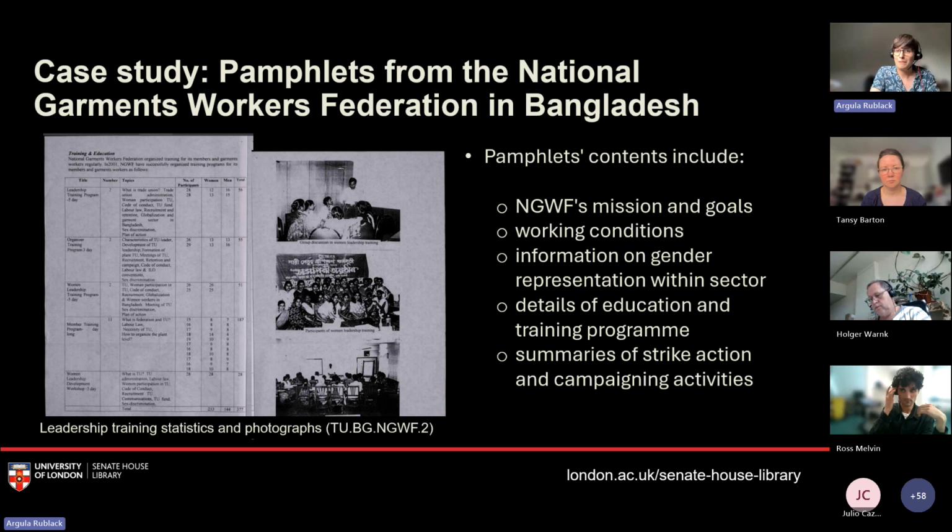So examining each pamphlet a bit more closely, we can see signs of how the expansion of the garment industry triggered political, economic, and social change in Bangladesh. The pamphlet's contents include a summary of the union's missions and goals, details on current employment conditions, information on gender representation in the sector, details of the union's education and training program, and also summaries of strike action and campaigning activities. The 2001 publication reveals a particular emphasis on the inclusion of women in training and leadership activities too.